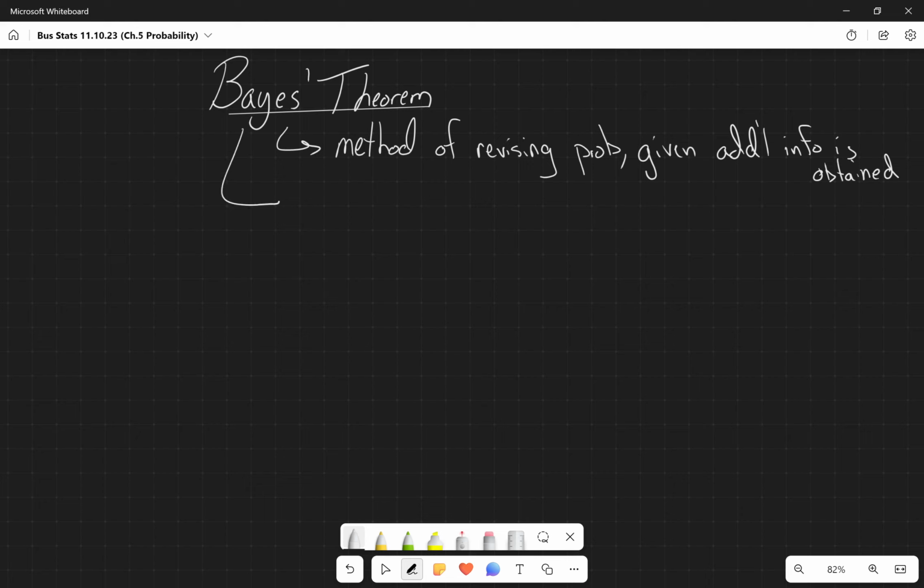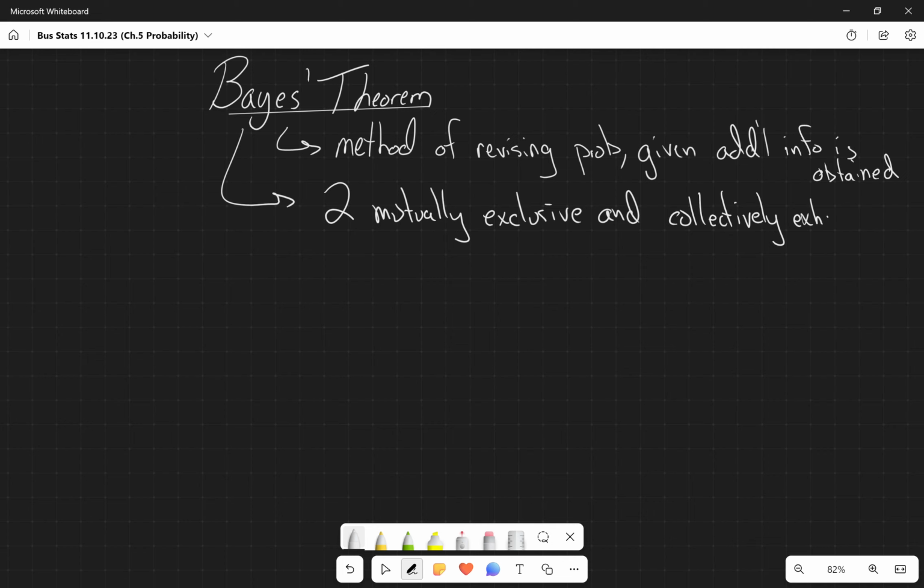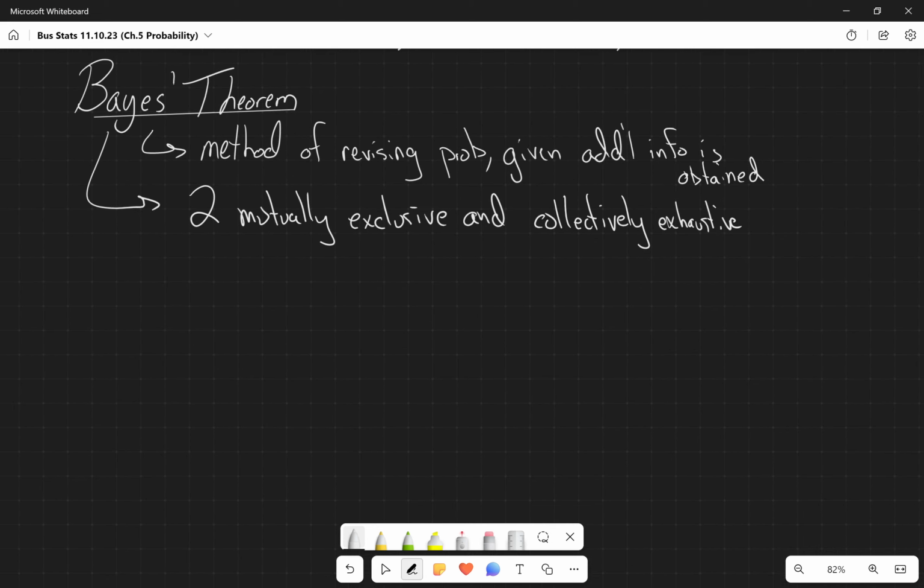So when we're looking at Bayes' theorem, we're looking at two mutually exclusive and collectively exhaustive events. And when we're talking about Bayes' theorem, there's a couple of definitions that we need to have before we start writing the formula and going through the example. So Bayes' theorem has to do with prior and posterior probabilities.